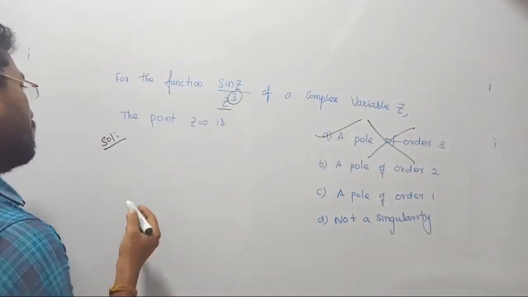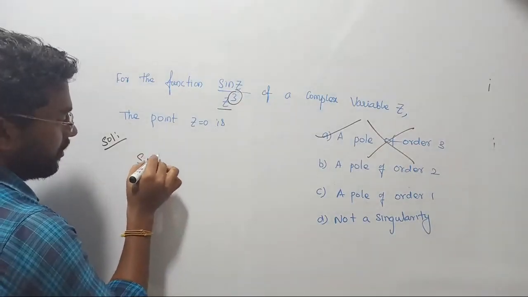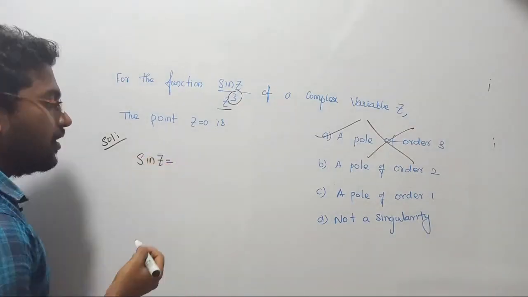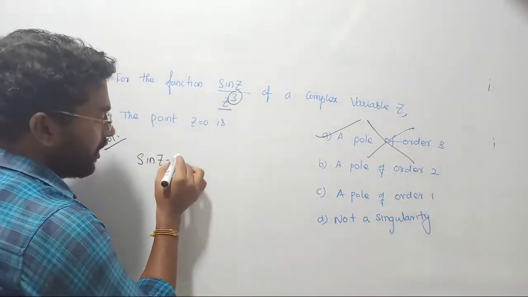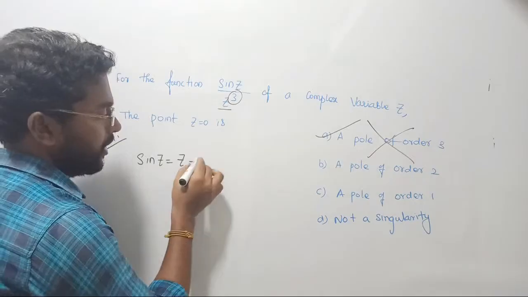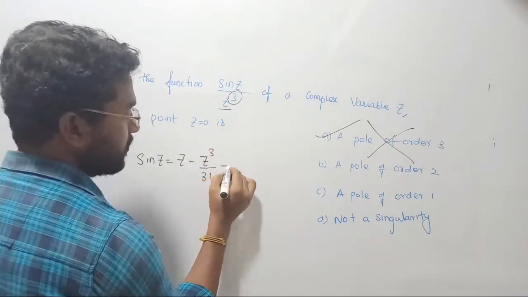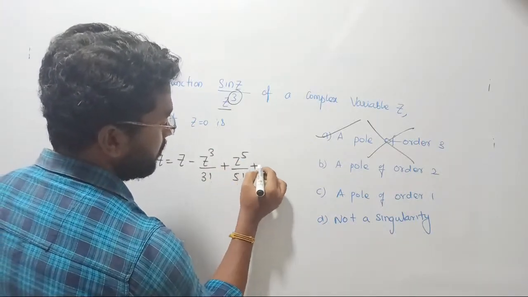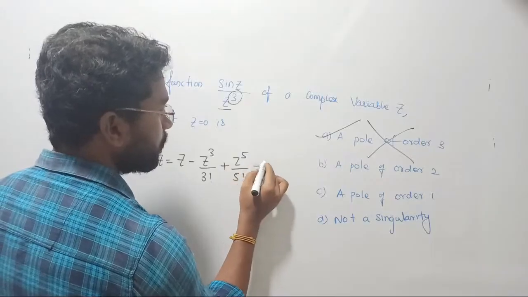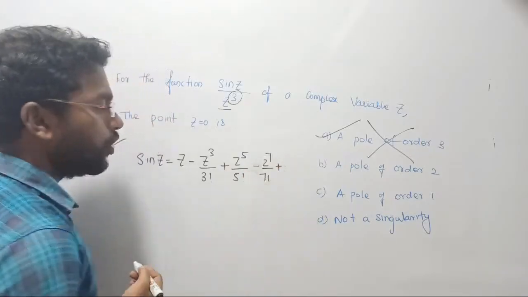Let's see. The numerator is sin z. There is a trick, right? Let's apply the Taylor expansion of sin z. What is the Taylor expansion of sin z? It can be written as z minus z cube upon 3 factorial, plus z power 5 upon 5 factorial, minus z power 7 upon 7 factorial, plus and so on. Do you all agree with me?